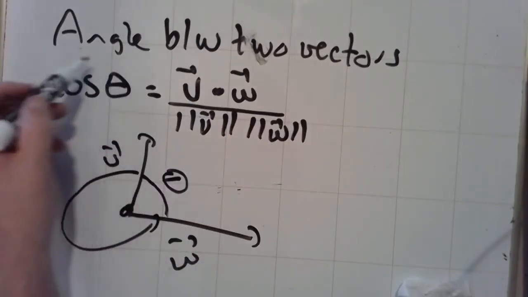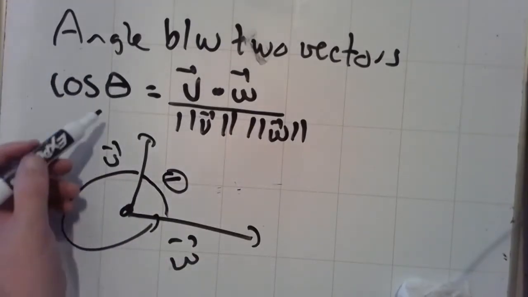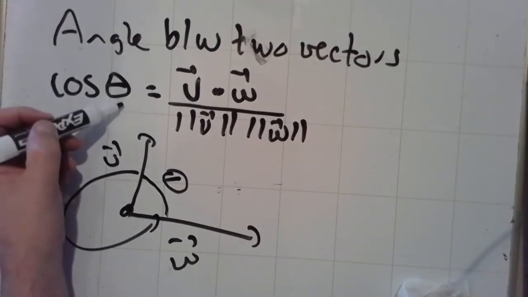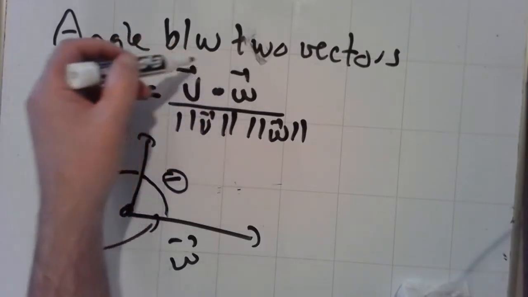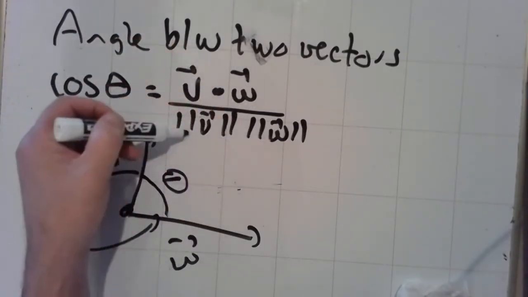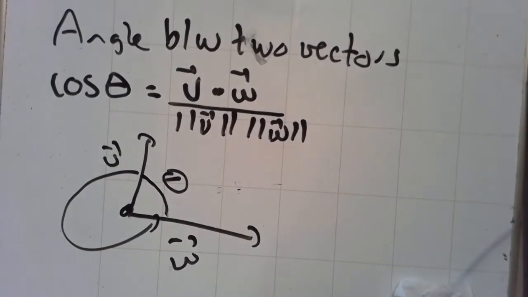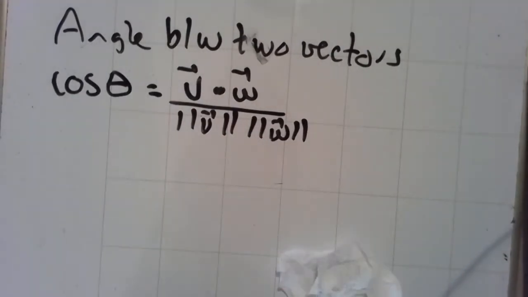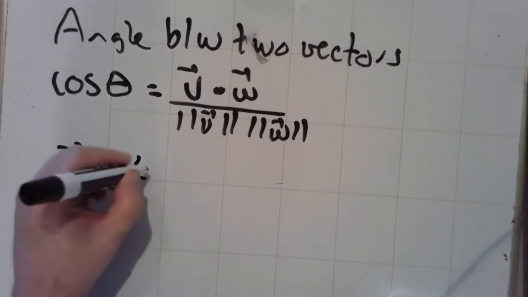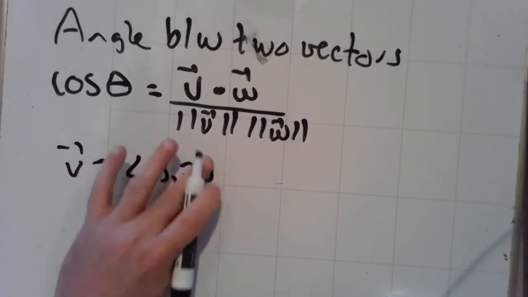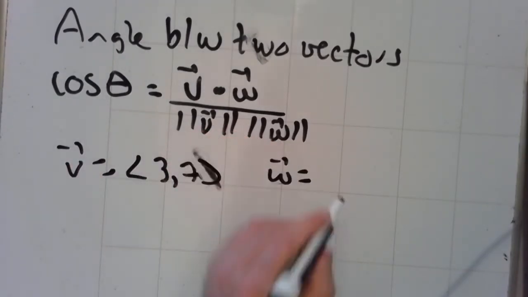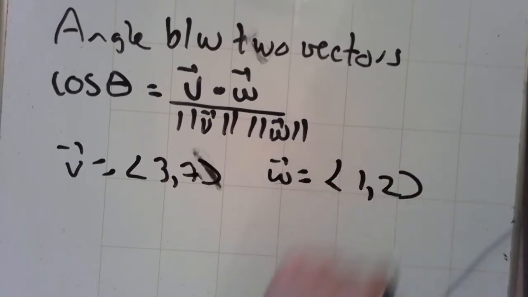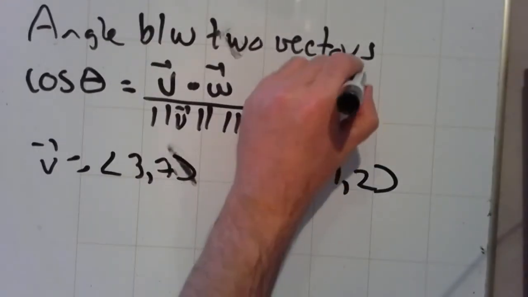And here's our formula. You can use law of cosines to prove this. Cosine of this angle theta is v dotted with w, remember that's a scalar, divided by the product of the magnitudes. So let's do an example. Let's say v is 3,7 and w is 1,2. We could take a look at these.